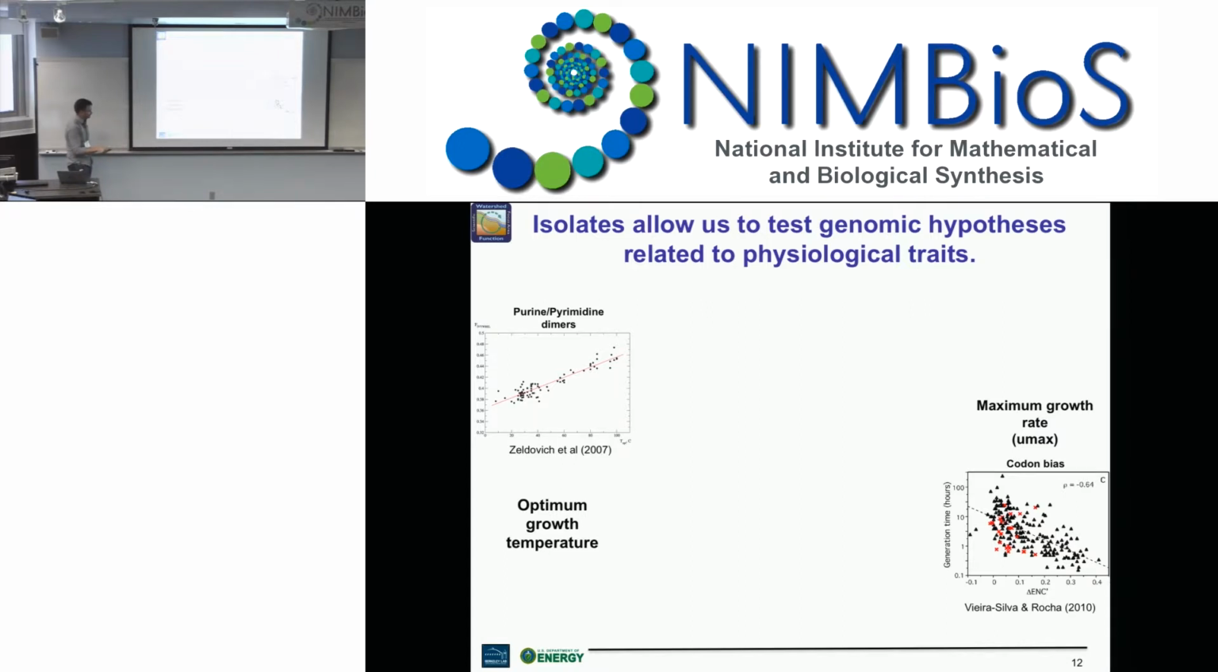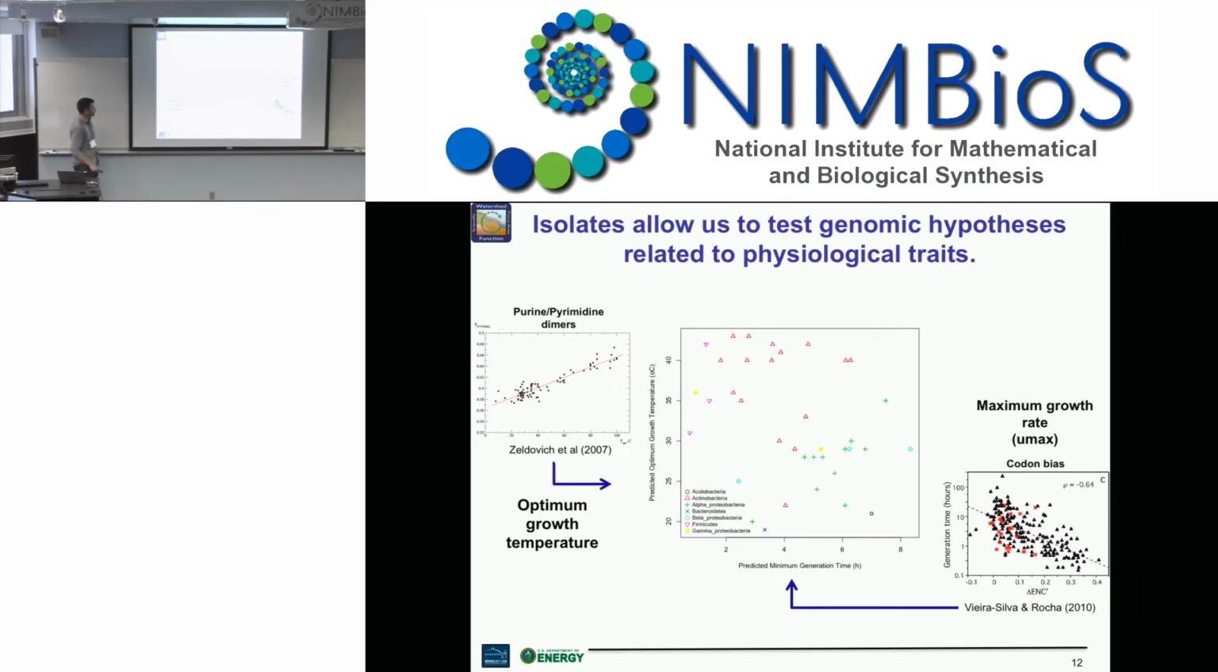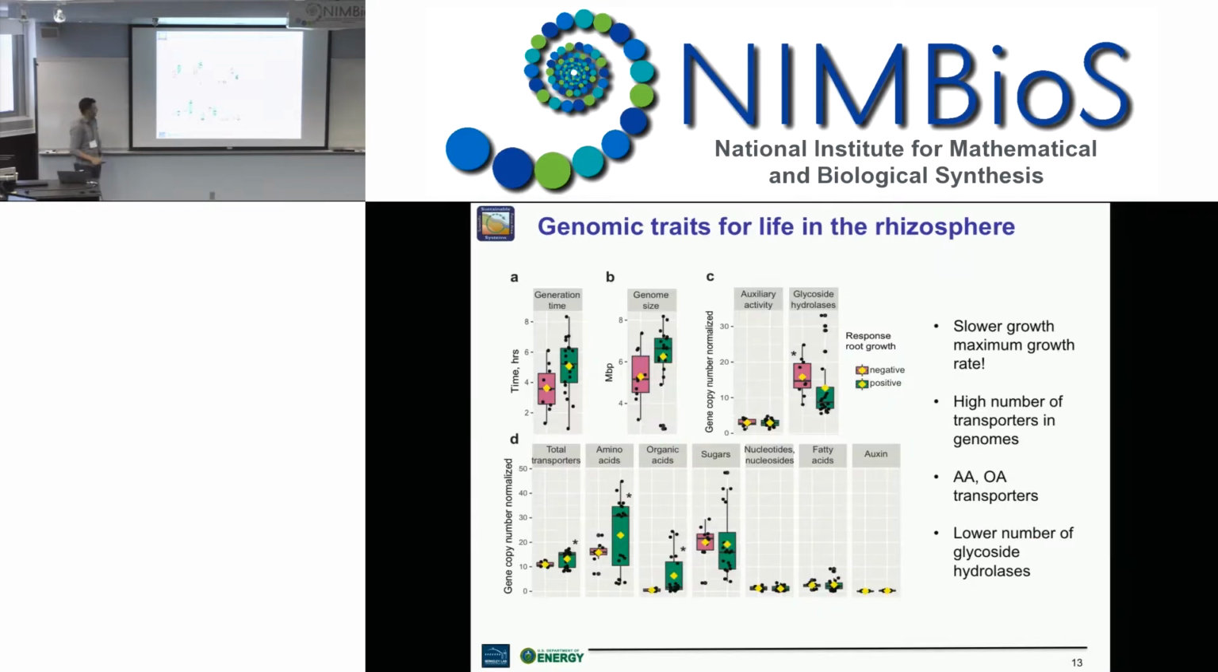One thing that we're very keen on is maximum growth rate, or predicting minimum generation time using codon usage bias. Ribosomal RNA copy number is another good predictor for that. We found this seems to be best in our case, but also optimum growth temperature based on purine pyrimidine dimers. When we look at this from our isolates, we can see that we span quite a range of different minimum generation times, quite a range of temperature and growth optima, and there's also a bit of a phylogenetic signal in that too.